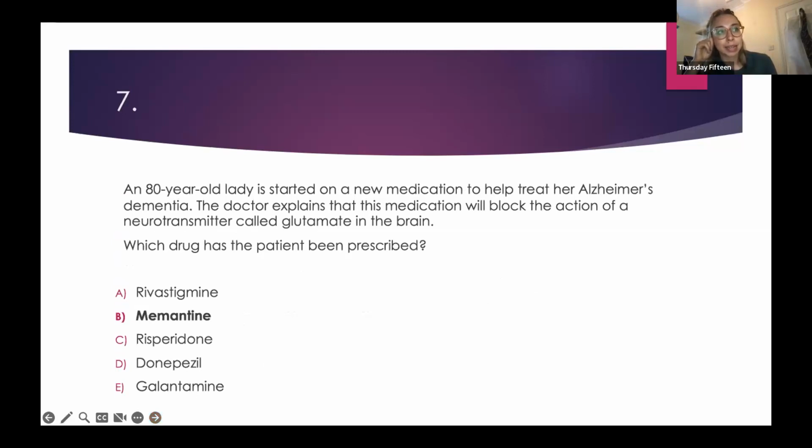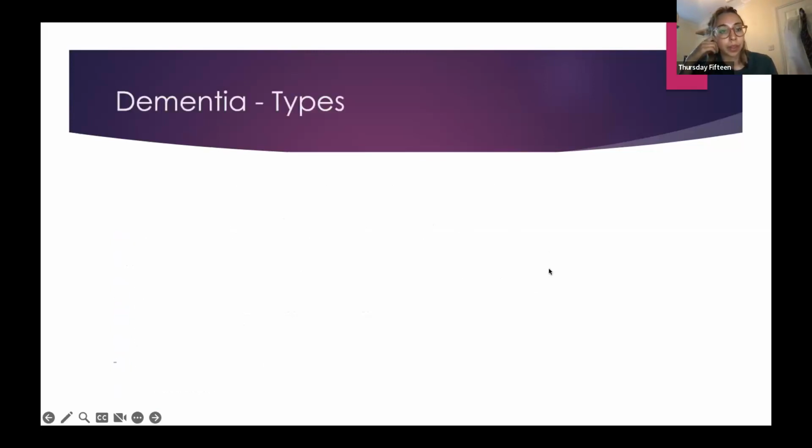A, rivastigmine is an acetylcholinesterase inhibitor. B, memantine is correct. It's an NMDA receptor antagonist, which means it blocks glutamate essentially. Risperidone is an antipsychotic, and D and E are both other examples of acetylcholinesterase inhibitors.